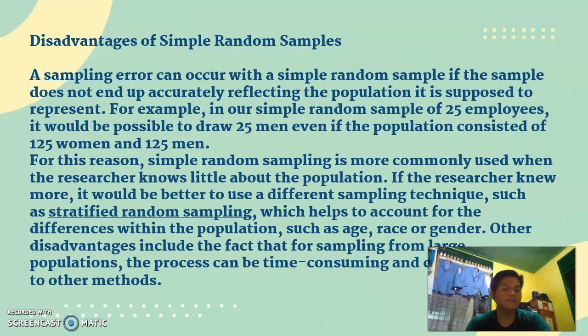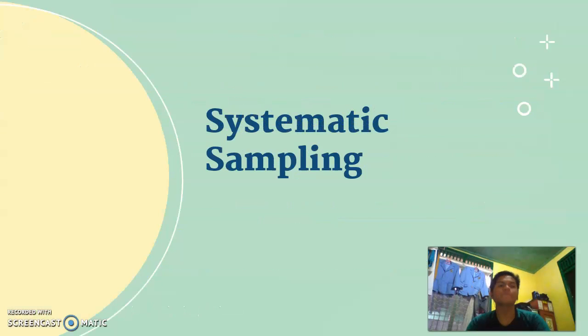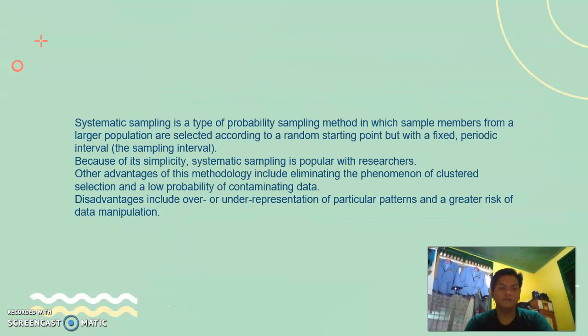Other disadvantages include the fact that for sampling from large population, the process can be time-consuming and costly compared to the other methods. Okay, the next, systematic sampling. Systematic sampling is a type of probability sampling method in which sample members from a larger population are selected according to a random starting point but with a fixed periodic interval or the sampling interval.